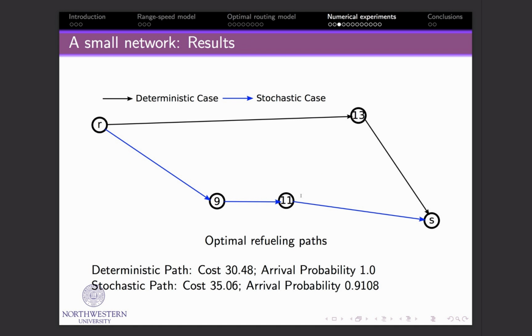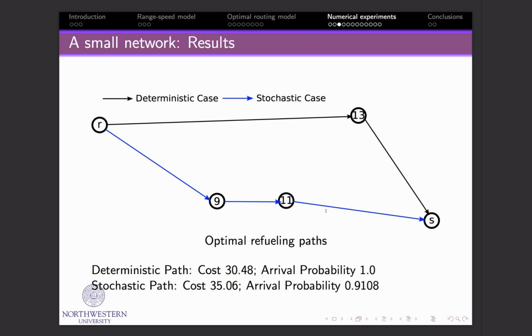And what we want to emphasize here is that the paths from R to line, and from line to 11, and from 11 to the destination are adaptive policies that depend on the remaining range when the vehicle arrives at each node between these two nodes.